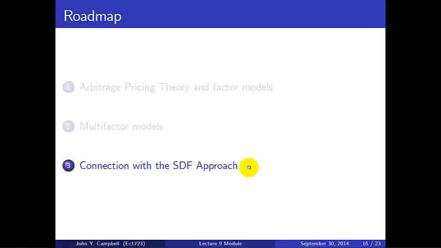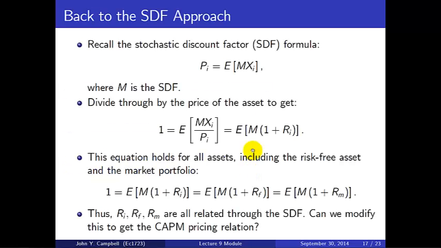Okay, so finally, how does this all connect with the stochastic discount factor approach that we did a few weeks ago? All right, so I'm going to ask you to try to remember the basic formula for the stochastic discount factor, which is that the price of any asset i, P_i, is the expected product of M, the stochastic discount factor, times the payoff on the asset. Now we can divide this equation through by the price of the asset, and then the left-hand side becomes 1. The right-hand side is E[M x/P], and x/P is the gross return on the asset. It's what you get in the future divided by what you pay, so that's the gross return 1 plus R_i on asset i.